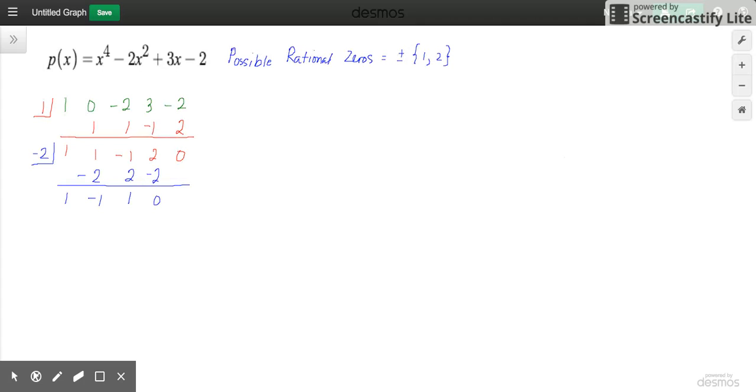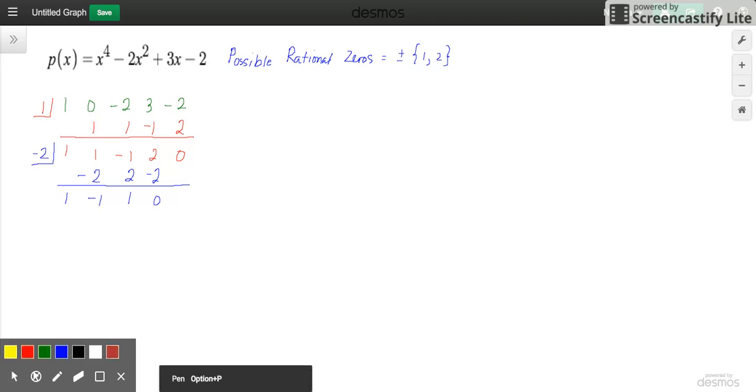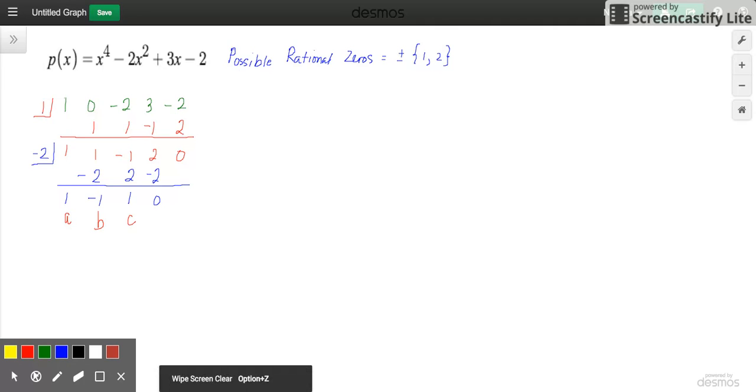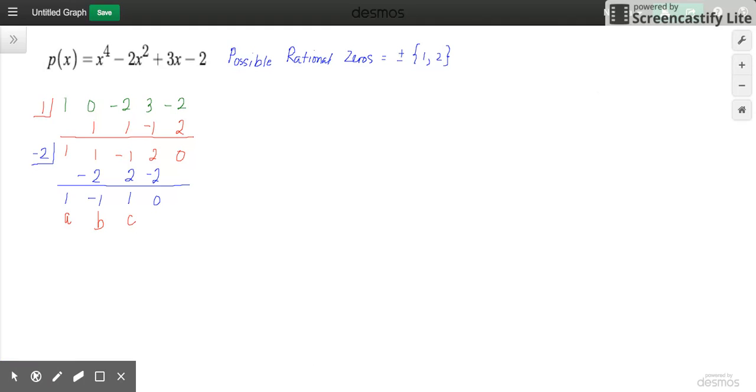Did you find only two rational zeros? At this point, we are going to find the rest of the zeros by applying the quadratic formula. This is the value for A, this is the value for B, and this is the value for C. I want you to pause the video again so that you can find the zeros using the quadratic formula. Come back when you're done.